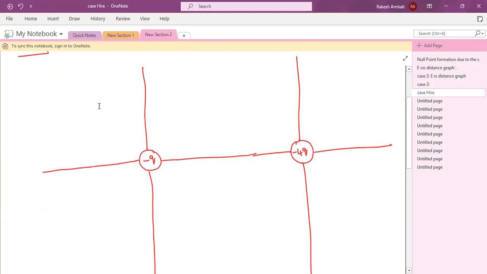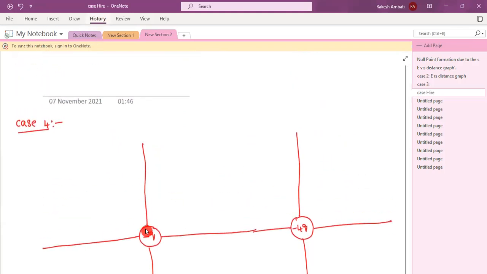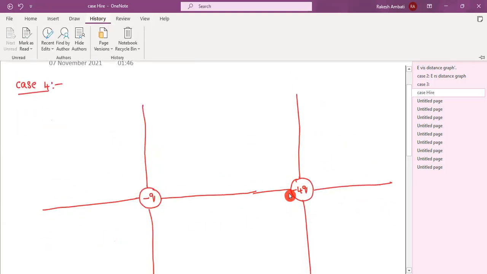First of all, it is a negative charge. It is also a negative charge. So both are negative charges, both are like charges. In the case of like charges, null points will be formed in between the charges.